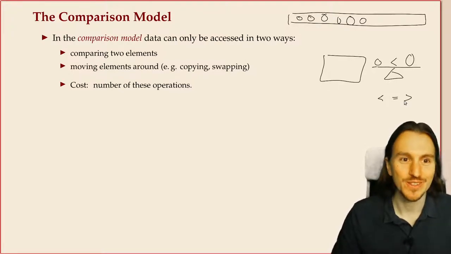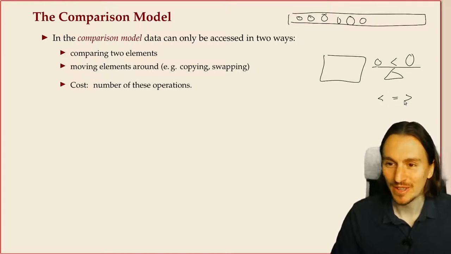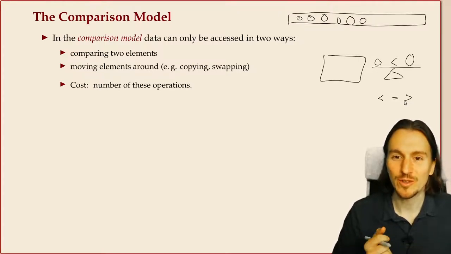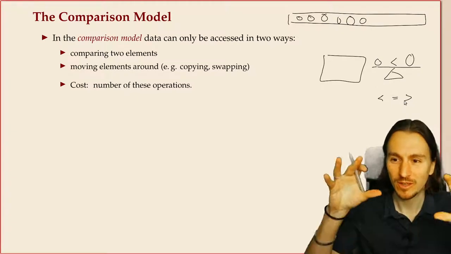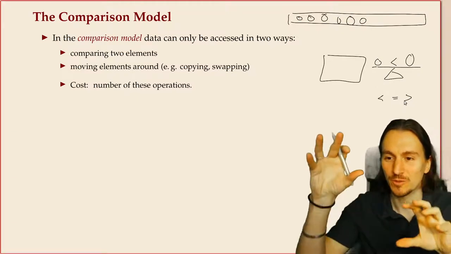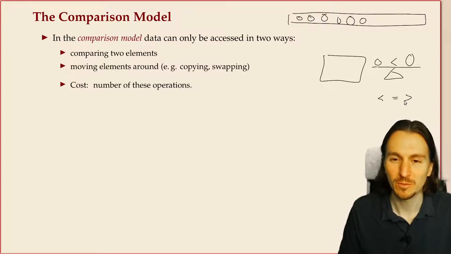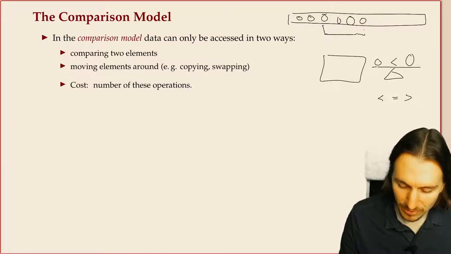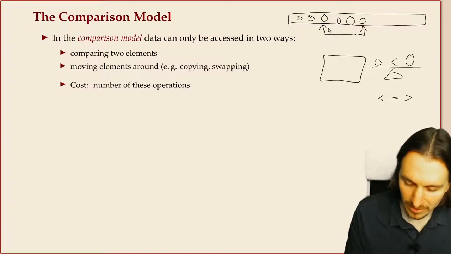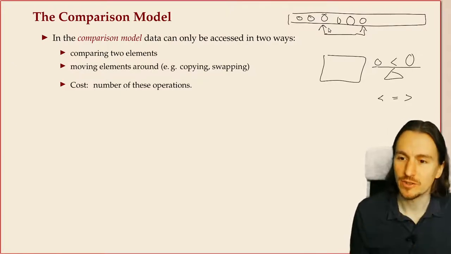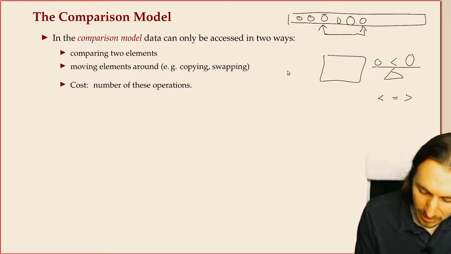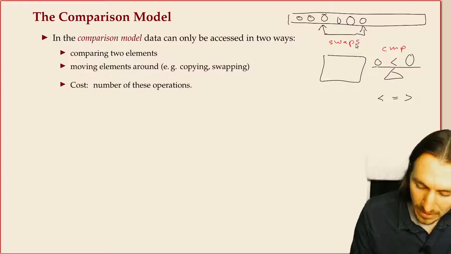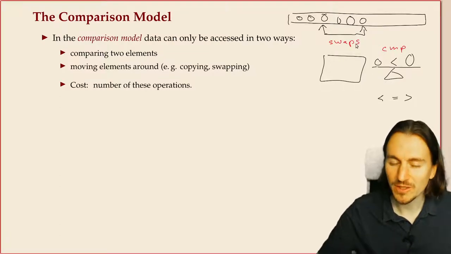They don't have colors. They are not numbers that you can divide. The abstraction here is the only thing you know and the only thing you can do with these elements is compare them. If you have to, you can say which one is smaller, which one is bigger. The other thing is you can move elements around, so you can decide to swap two elements and then you just exchange them in the array. So we can do comparisons, we can do swaps, and pretty much that's it.